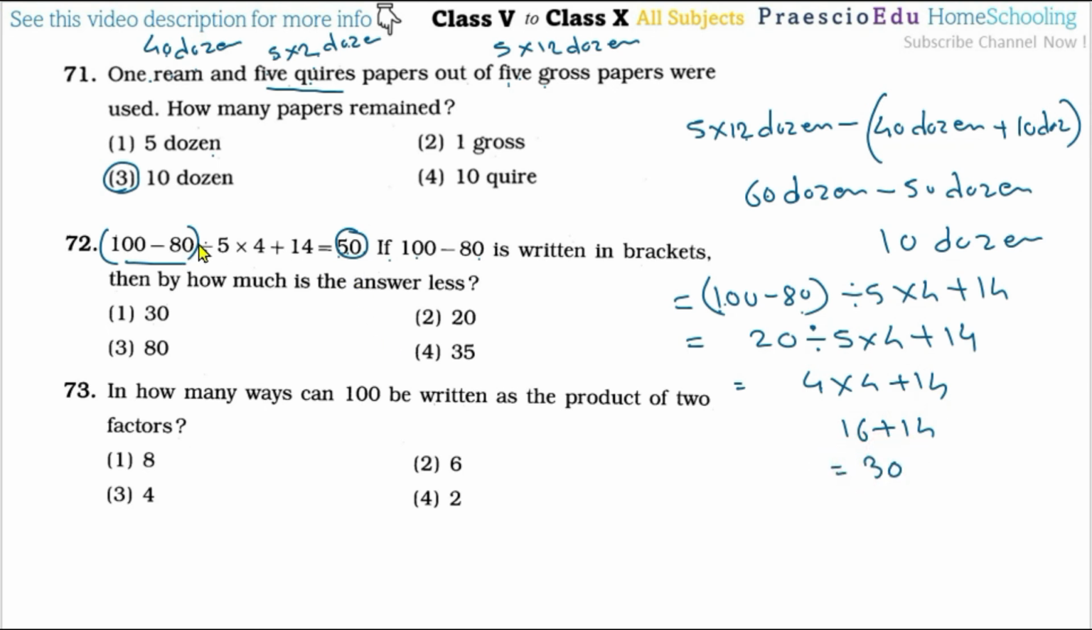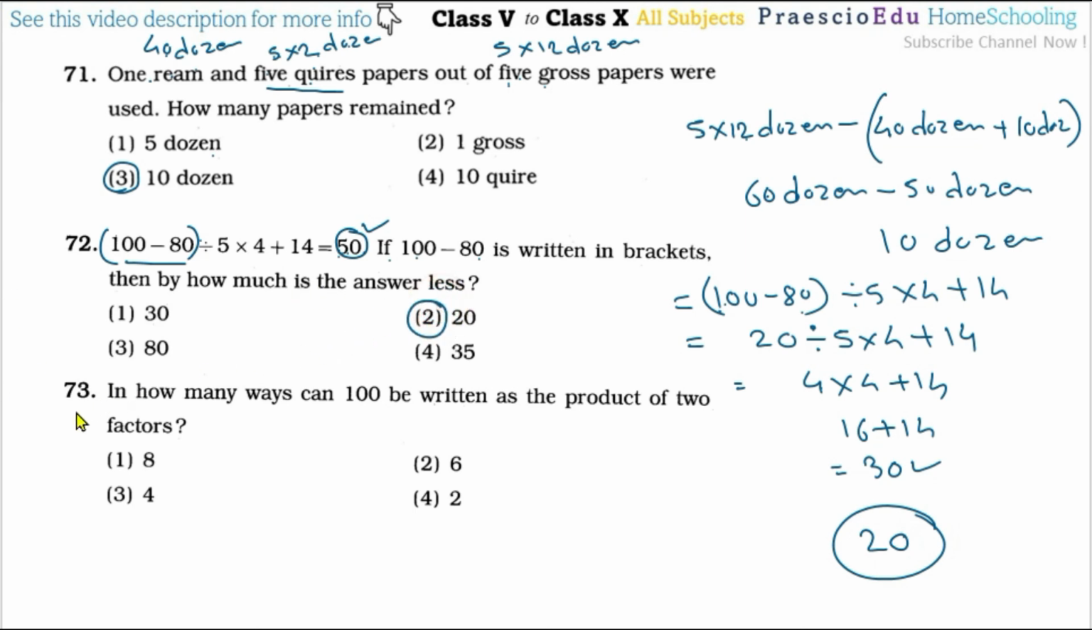Now previously without bracket the answer was 50, and now after putting the bracket the answer is 30. What is the difference? So 50 minus 30 means the difference is 20. We can say the answer is 20 lesser. So option number 2 is the correct one.